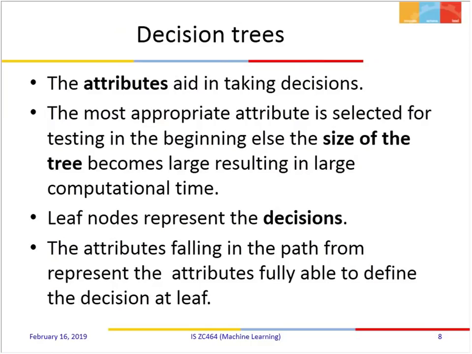So the attributes aid in taking the decision. The most appropriate attribute is selected for testing in the beginning, else the size of the tree becomes large, resulting in large computational time. So the most appropriate attribute is to be looked for, right? Leaf nodes represent the decisions. The attributes falling in the path from the root represent the attributes fully, which are able to define the decision at the leaf. Okay.